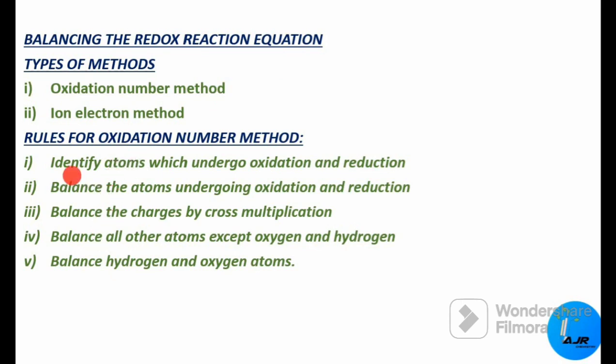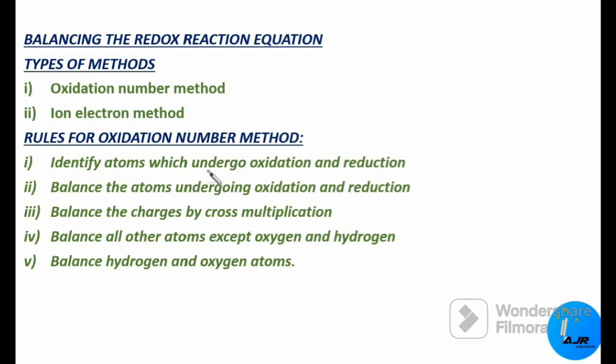Step number 1 is identify atoms which undergo oxidation and reduction. Step number 2 is balance the atoms undergoing oxidation and reduction. Third one is we should balance the charges by cross multiplication. Fourth one is balance all the other atoms except oxygen and hydrogen. And the final one is balance the hydrogen and oxygen atoms.